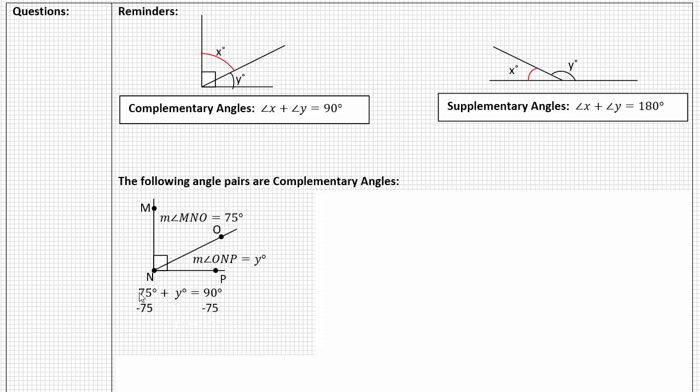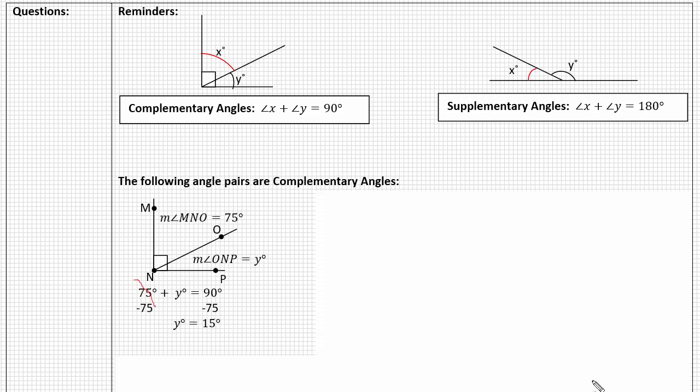We're going to do that by subtracting the 75 degrees on this side to get Y by itself. And if we subtract 75 on this side of the equal sign, then we also have to subtract 75 from 90 on the right side of the equal sign. Well, it should be that the measurement of Y is 15 degrees, because by subtracting 75 from both sides, this canceled out, leaving Y by itself, and 90 minus 75 is equal to 15. Since we're talking about an angle measurement, we include degrees.